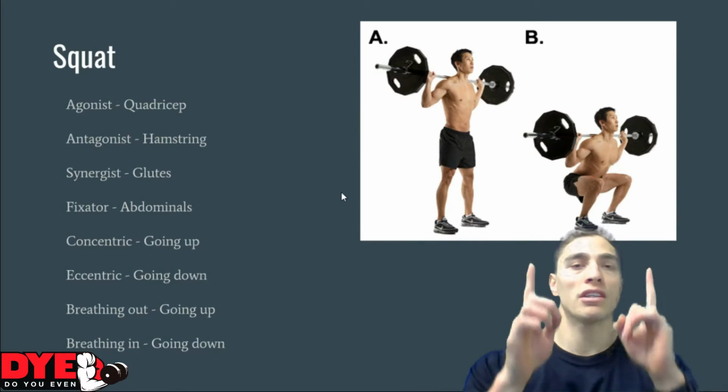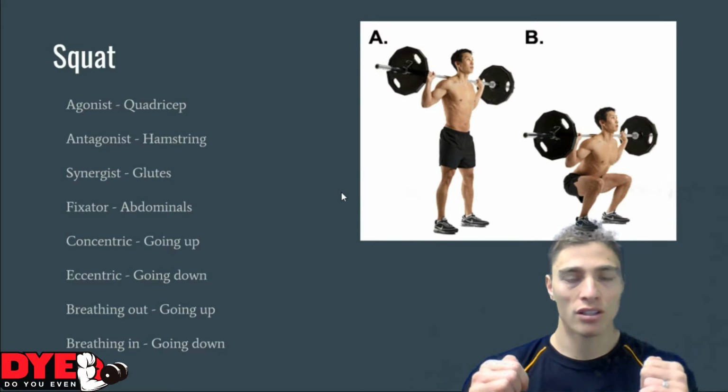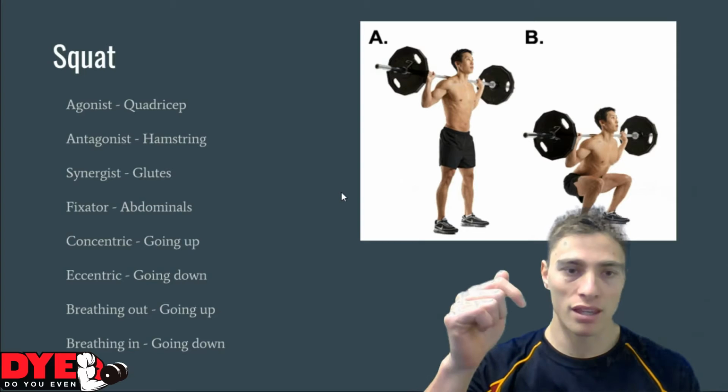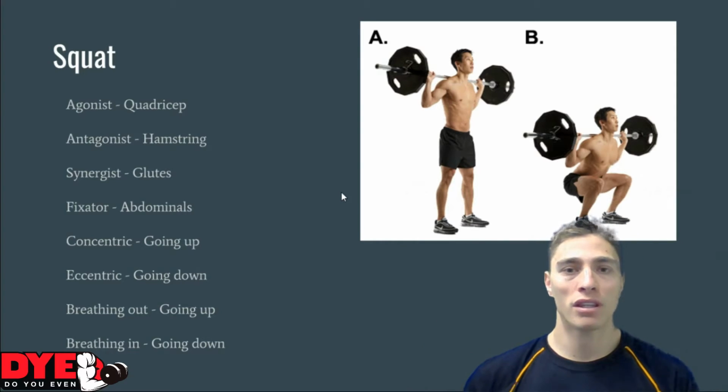Concentric, when you're working, you are going up. Eccentric, going down. So when you are going up, you need to breathe out, and then going down, you breathe in.